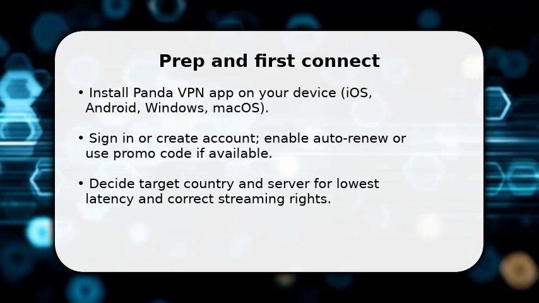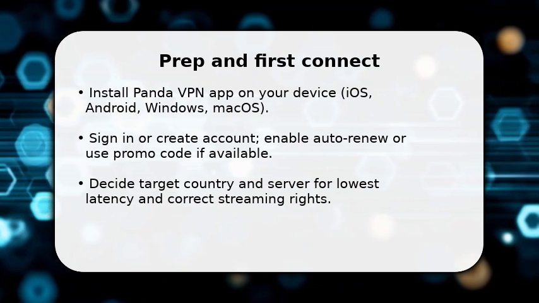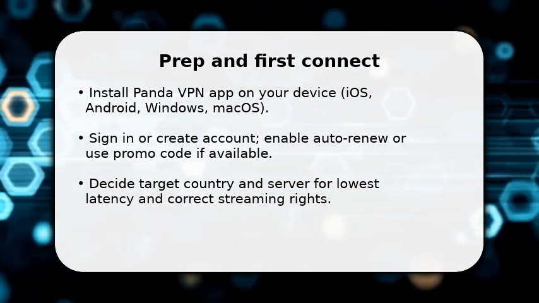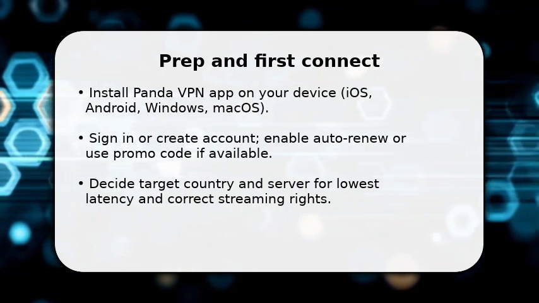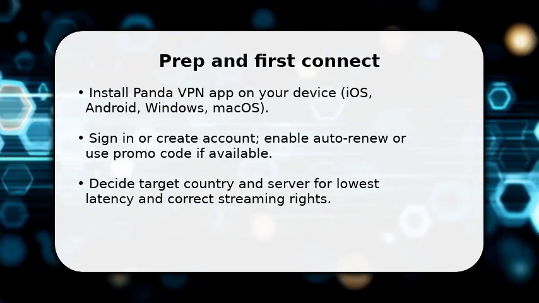Enjoy the video. You've got the app and account. Now make the first connection. Open Panda VPN, sign in, and pick a server in the country that grants access to the football stream you need. Tap Connect and watch the status change to Protected. This ensures your IP is masked and location spoofed.